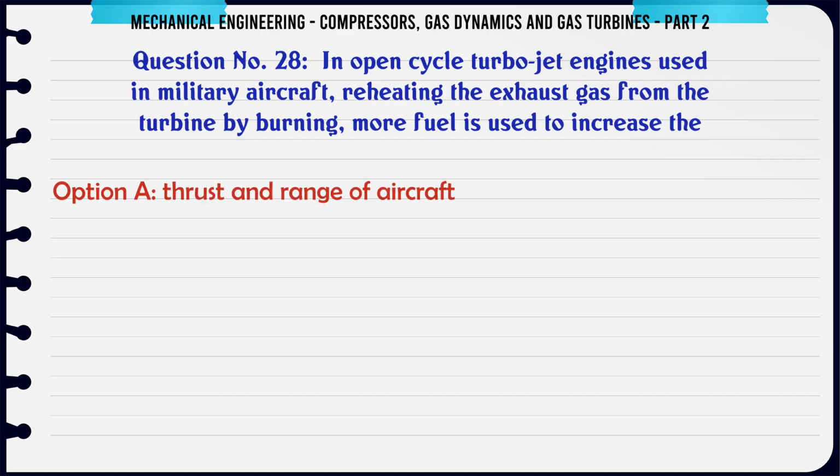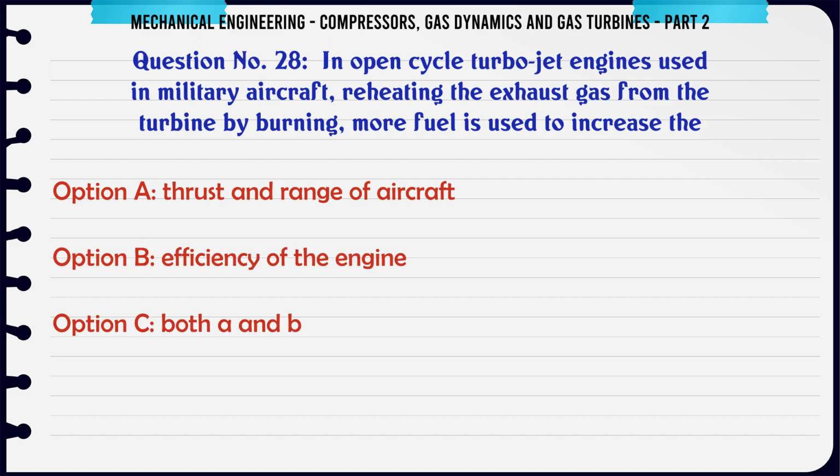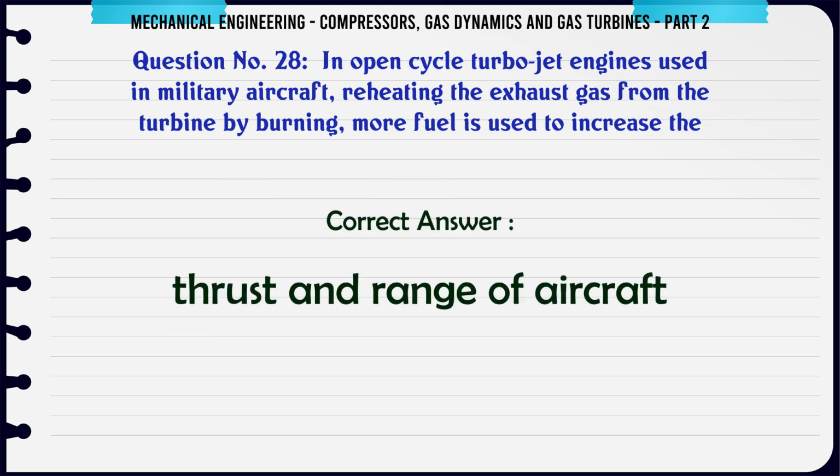In open-cycle turbojet engines used in military aircraft, reheating the exhaust gas from the turbine by burning more fuel is used to increase the A. Thrust and range of aircraft, B. Efficiency of the engine, C. Both A and B, D. None of these. The correct answer is thrust and range of aircraft.